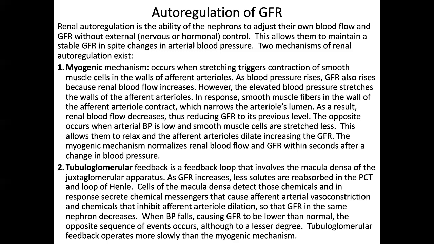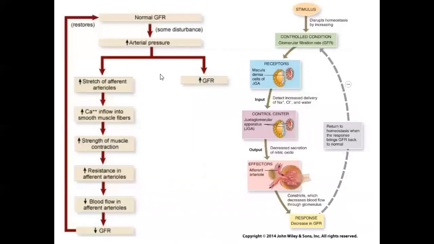But that elevated blood pressure stretches the walls of those afferent arterioles. Remember, those are the blood vessels that bring the blood into the nephron. And as a response, the smooth muscle fibers in the wall of the afferent arteriole contract, which narrows that arteriole's lumen. As a result, less blood flows into the kidneys, less blood flows into the nephrons, which reduces the GFR to its previous level. Here's what I have for a figure to demonstrate this.